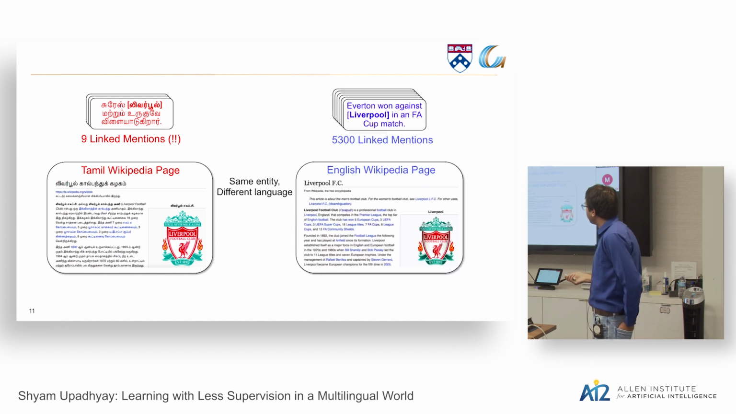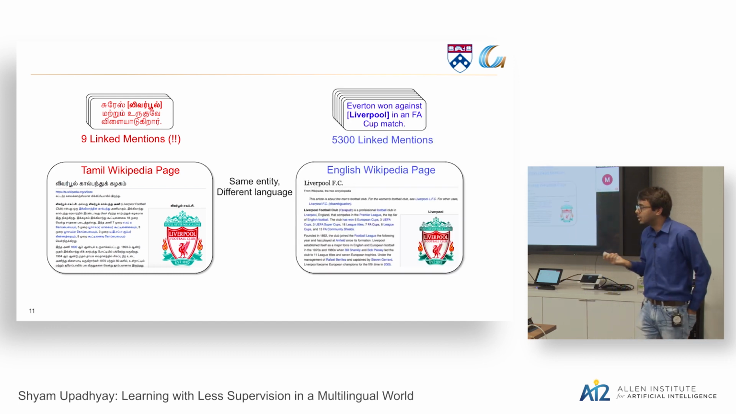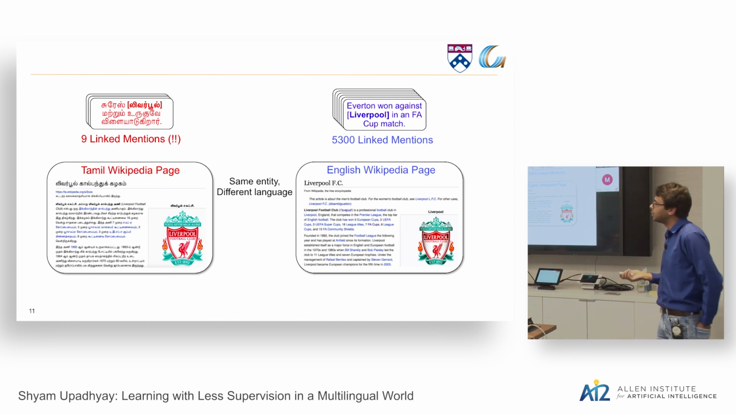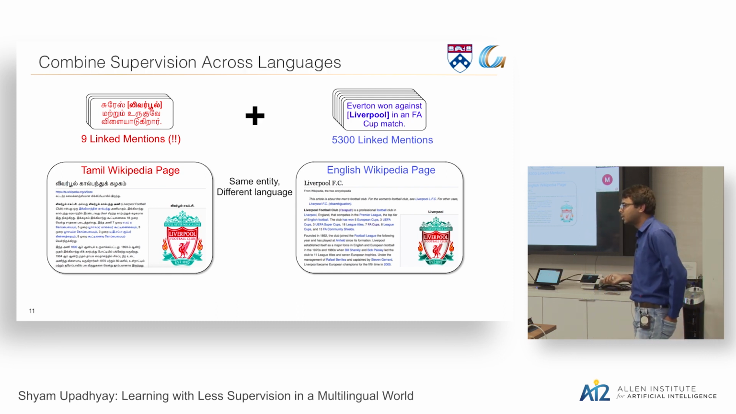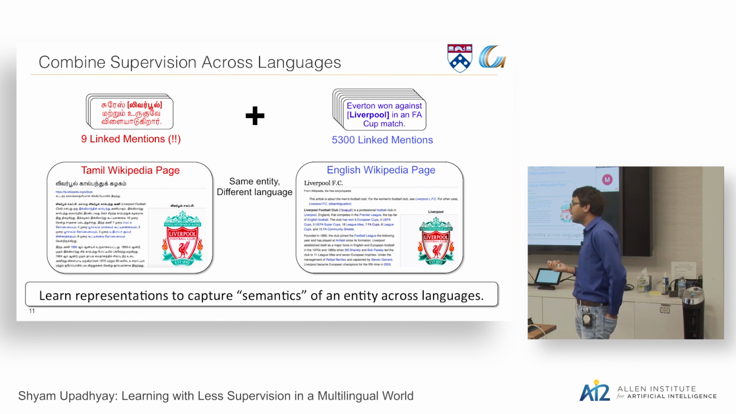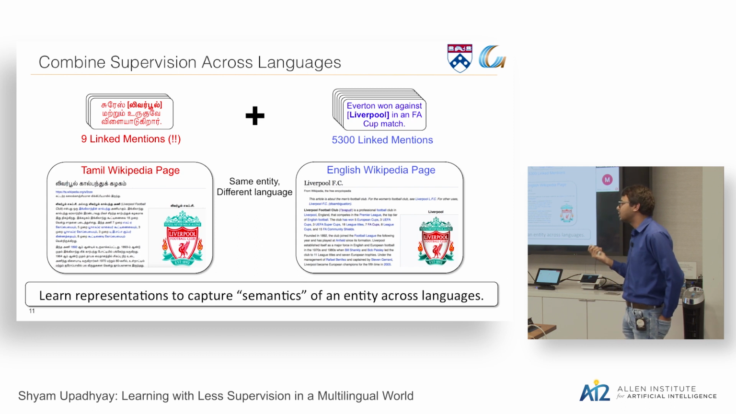But if you go to the English Wikipedia page for the same entity, you'll find out that you have lots and lots of linked mentions available as supervision. So this naturally suggests that we should try and combine these two sources of supervision somehow. And we could do this if we can learn some representations that capture or preserve the semantics of an entity across languages.